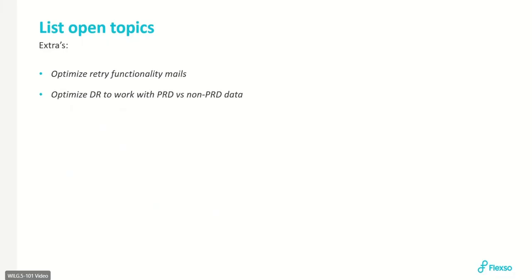And then maybe another topic is to optimize the decision rule to work with production versus non-production data. This is especially for the email, where we add a parameter for whether it is production or not, and then we just change the email address.